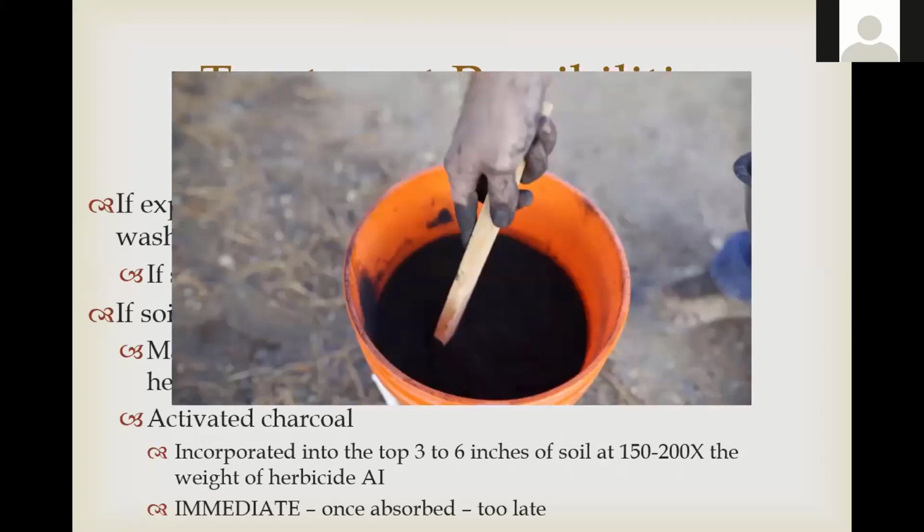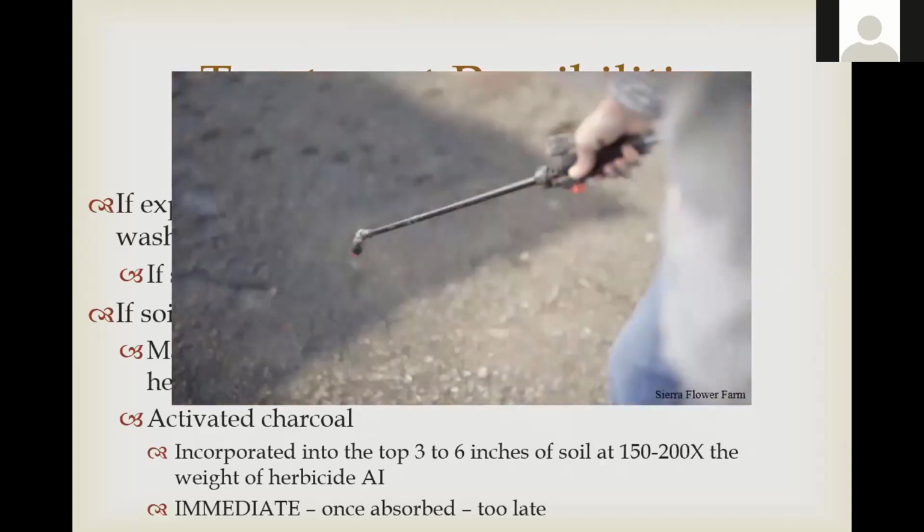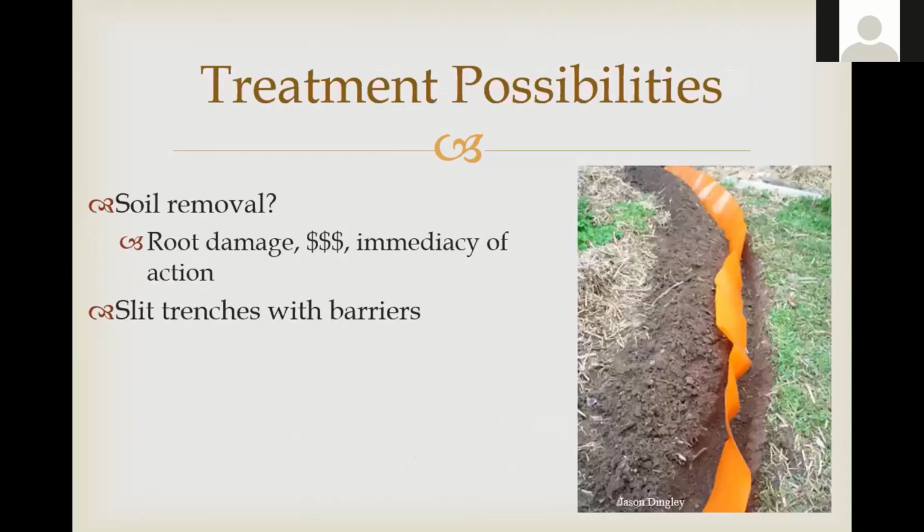The people I stole this slide from, the series of photos from, basically just mixed it up in a bucket, poured it straight into a Solo backpack sprayer. I know, and they even commented in the little blog that I stole this from about how hard it was to get it to go through the tips on that sprayer, but they got it to work. They sprayed over the top of the ground. So basically you're getting on top of the ground, they let it dry for about an hour, and they came back and they tilled it in. That's the way it works.